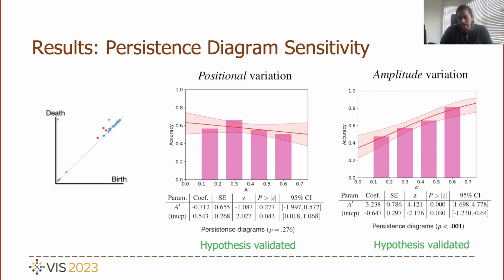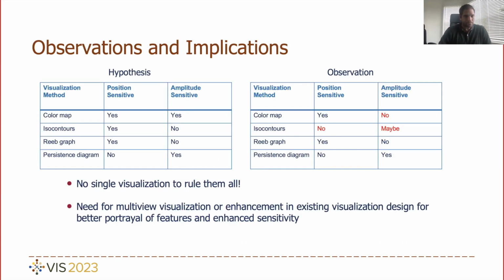Now, this can be considered as an asset as well as a liability. Asset is that our hypothesis is validated, whereas the liability is that each of the visualization types only conveys one type of variation. For example, persistence diagram only conveys amplitude variation but no positional variation. So that's their shortcoming. So to summarize, both reeb graphs and persistence diagrams validated our hypothesis, whereas the hypothesis was rejected for most cases in color maps and isocontours.